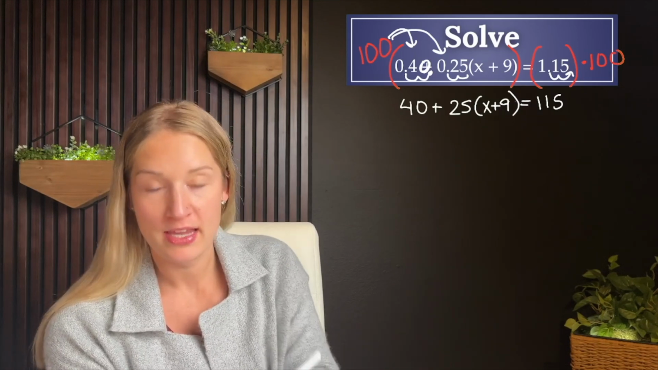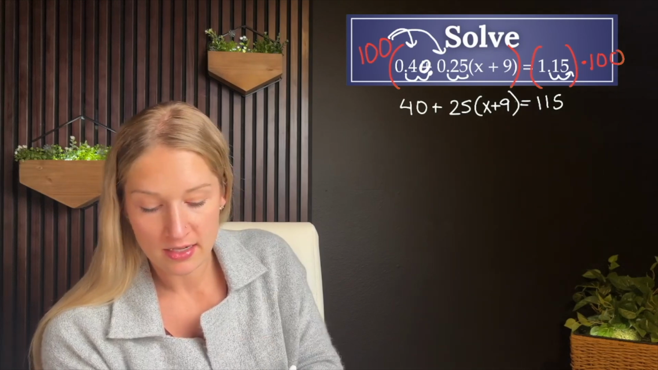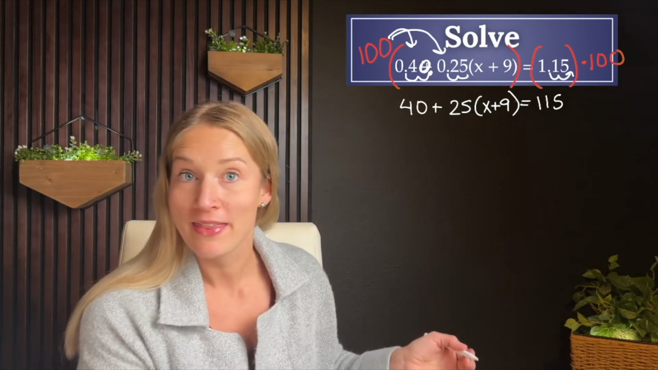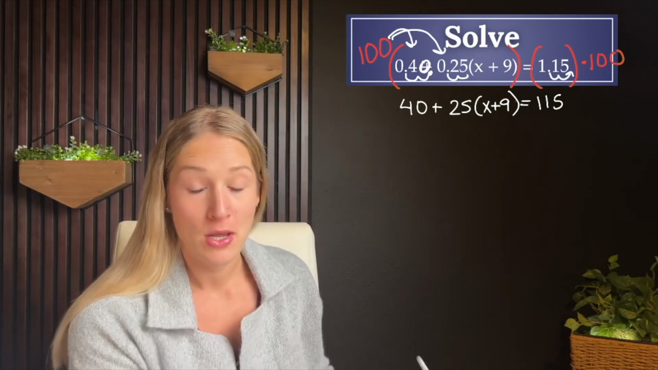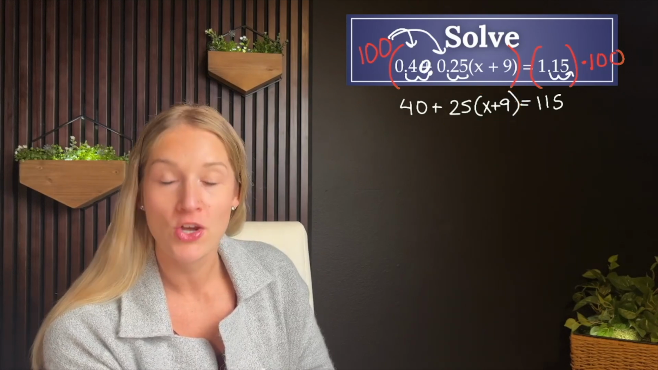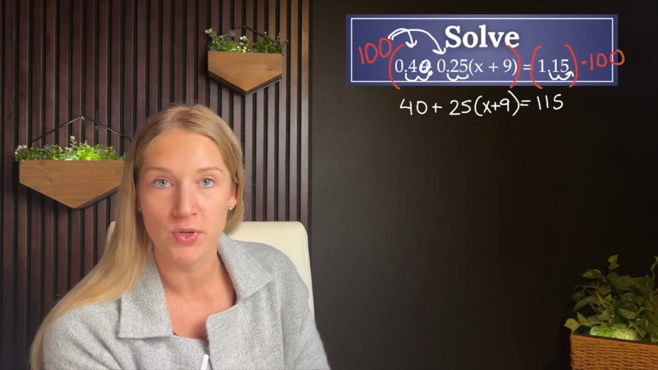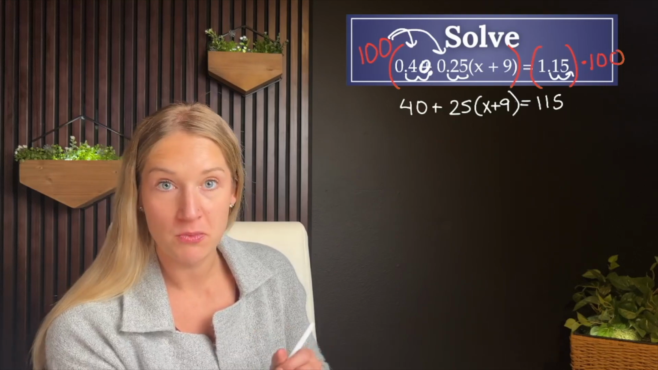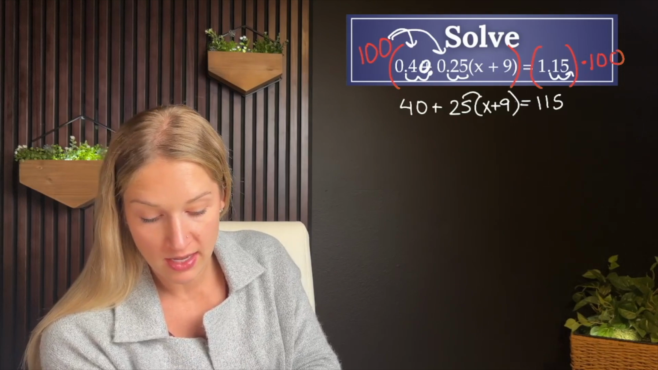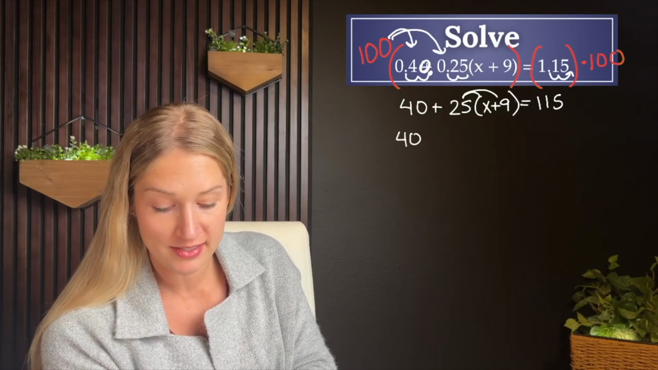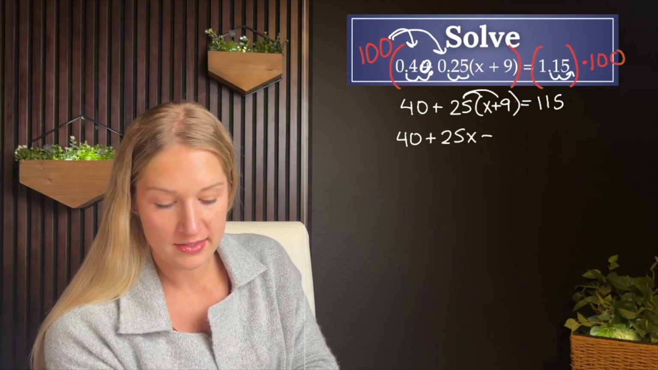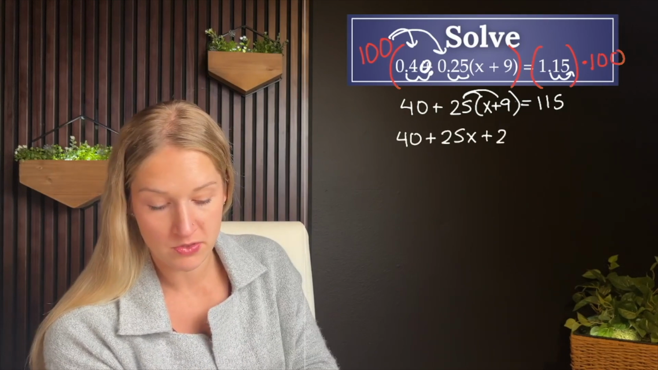Quick tip, a super common mistake is that a lot of people want to take this 40 and 25 and add them. They say, oh, 40 plus 25, that's 65. But we can't do that because the 25 is being multiplied by the x plus 9. We have to do multiplication before you can add. The 25 is being multiplied and the 40 is not. So we can only distribute the 25 in, and the 40 just has to stay separate. 25 times x is 25x. 25 times 9 is going to be 225.